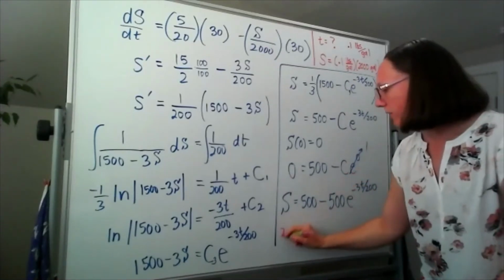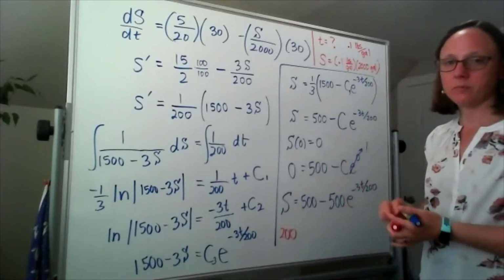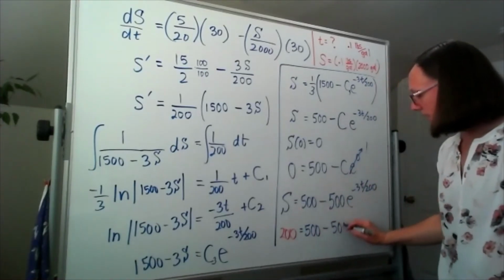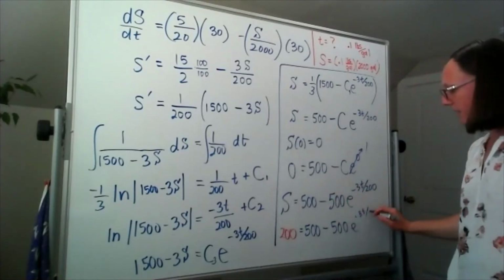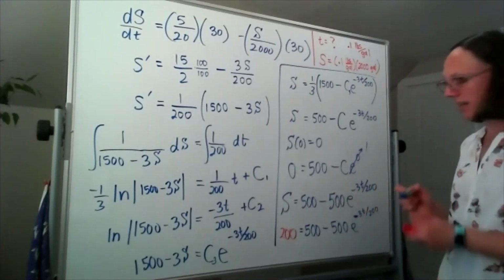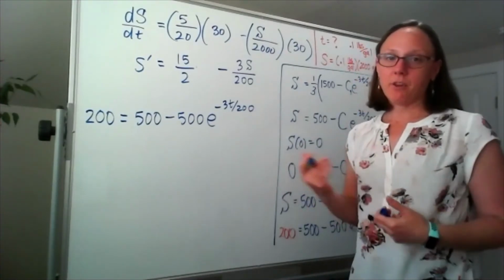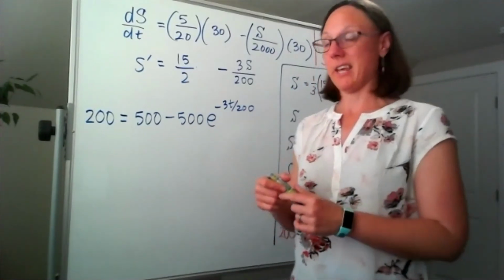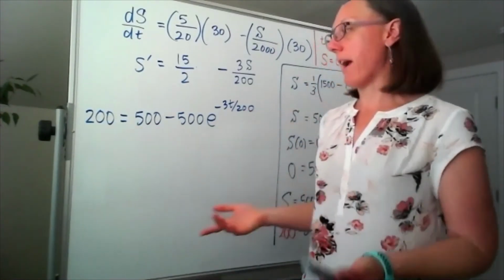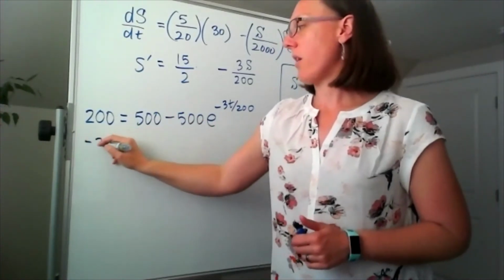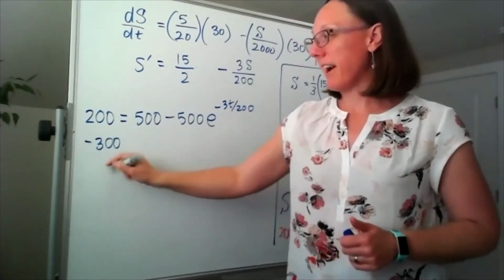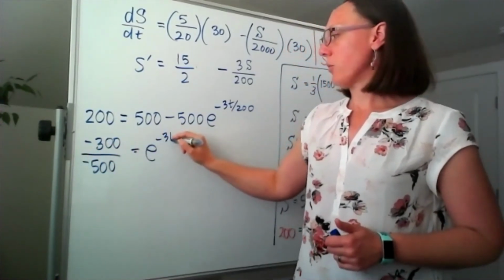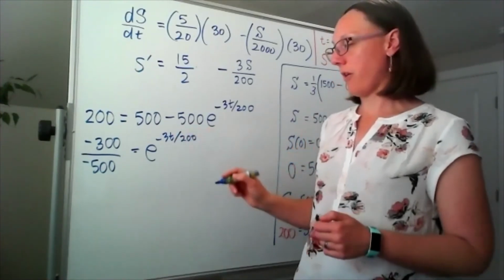So I'd plug in 200 for S and rearrange that to get the t by itself. If you were asked to solve for t on this, here's sort of how far you would be expected to take it. So certainly I'm going to subtract 500 from both sides. So I'll have negative 300, and I'm going to go ahead and divide by that negative 500 at the same time. It's equal to e to the negative 3t over 200.